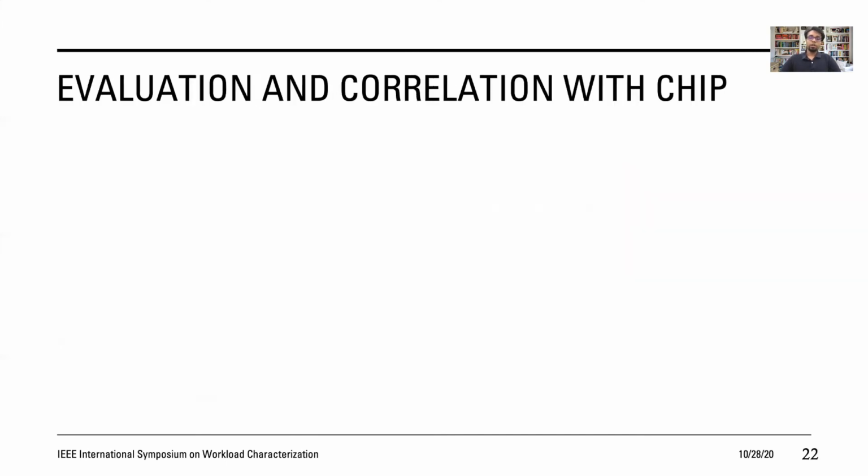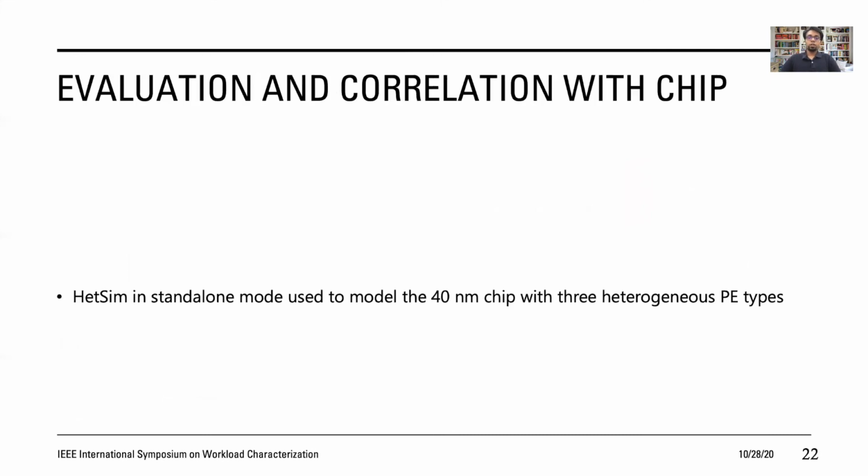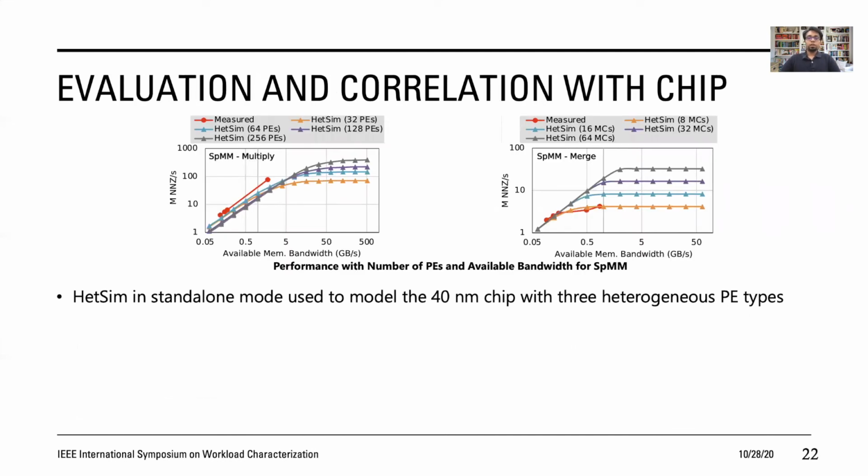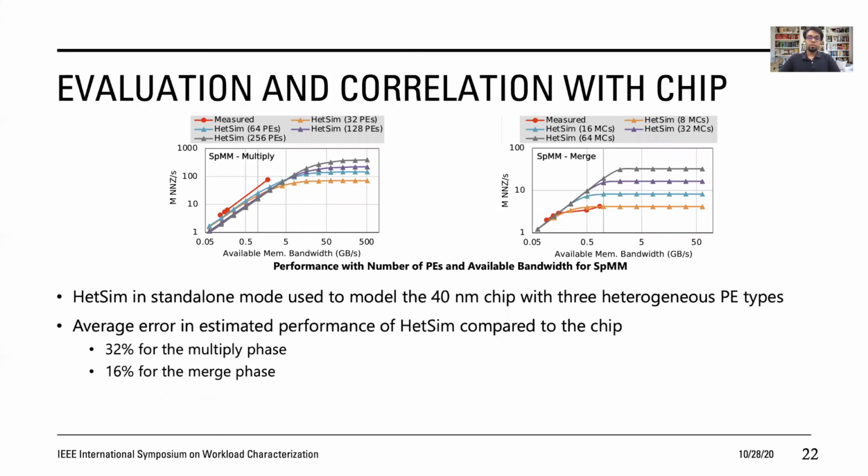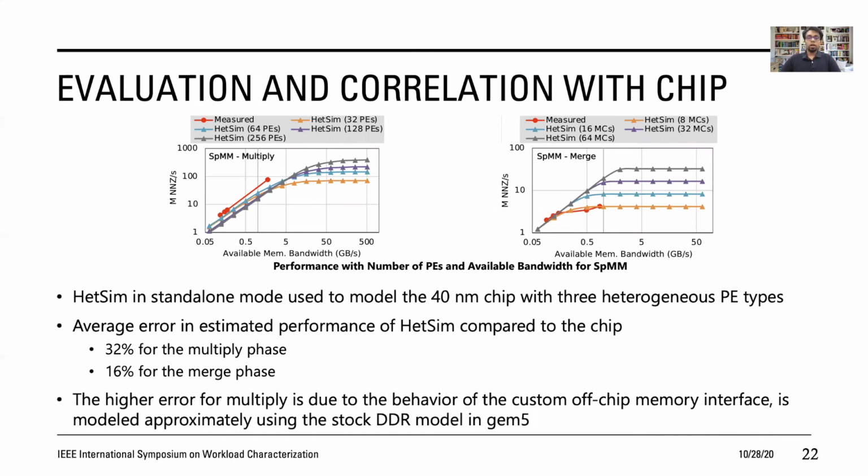In the final part of our evaluation, we look at the correlation between HetSim and the 40 nanometer SPMM acceleration chip. We sweep the bandwidth on the x-axis and look at the performance on the y-axis. The average error in estimated performance is 32% for the multiply phase and 16% for the merge phase. The higher error rate for multiply is not an artifact of HetSim, but it's due to the differences in main memory module between the GEM5 model and the actual chip.